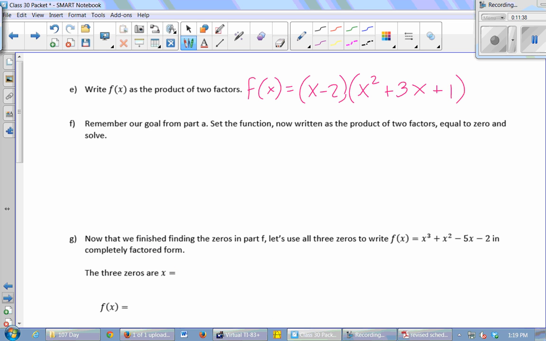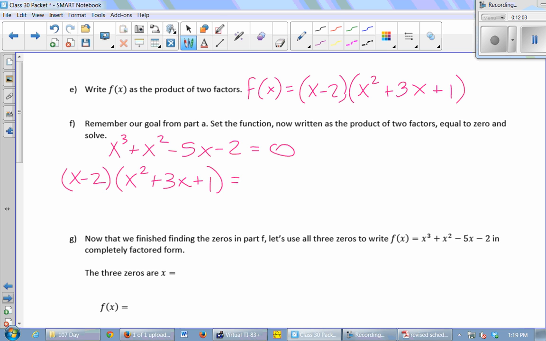All right, but then remember what our goal was from part A. I had set the function equal to 0, trying to find the zeros. So I had x cubed plus x squared minus 5x minus 2 equals 0. And now I have successfully factored f of x. So I've got x minus 2 times x squared plus 3x plus 1 equals 0.